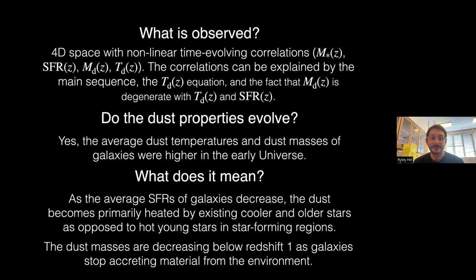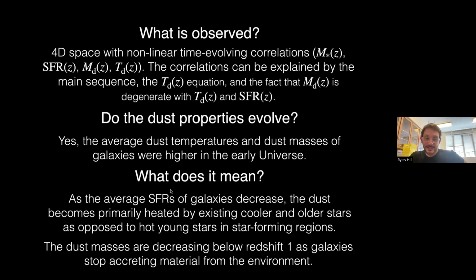There's this complicated 4D nonlinear time-evolving correlation between stellar mass and star formation rate and dust mass and dust temperature, and it's been really confusing to figure out what's been going on for quite a long time. But now that we have Euclid, we have excellent statistics. And so it turns out that these correlations can be understood pretty clearly with just the galaxy main sequence and an evolving dust temperature. And so, again, the big question was, do galaxy dust properties evolve with time? And the answer is yes, it looks like they do.